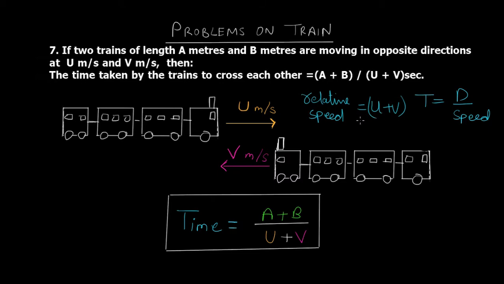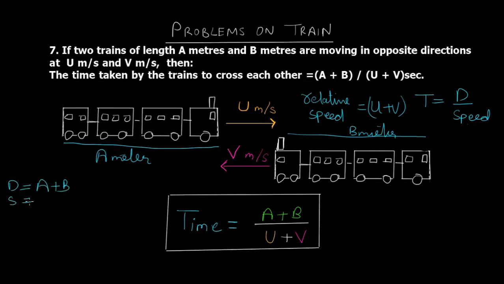Now the distance is going to be the distance of this train plus the distance of this train. So in this case we know the first train is a meters long and the second train is b meters long. So the time taken is going to be distance upon speed. So the total distance is a plus b and the speed is equal to u plus v. So now we can calculate time. So time is equal to a plus b upon u plus v. So this is exactly what we've just derived over here, and this is what this point is stating.